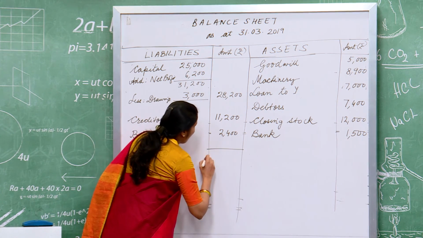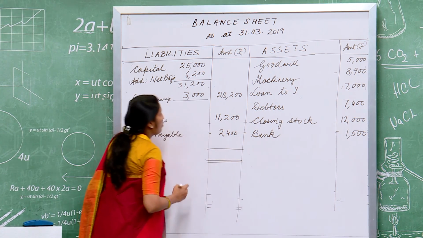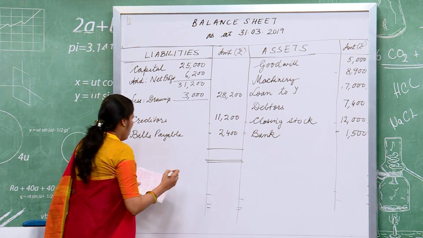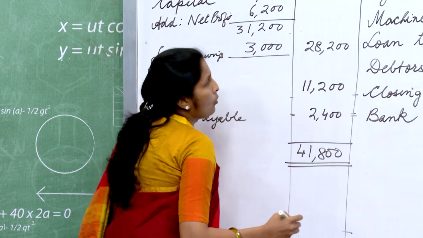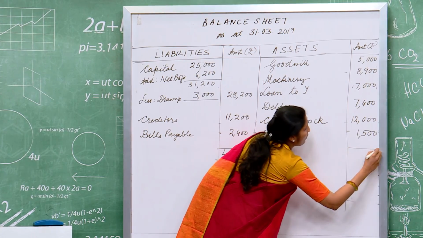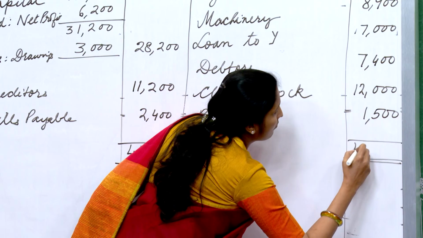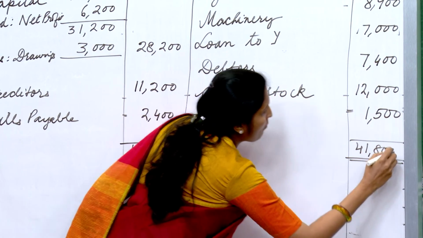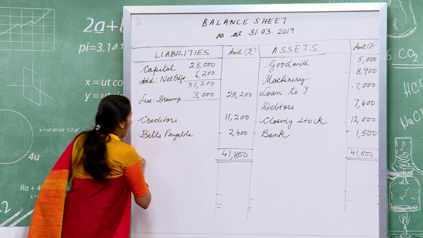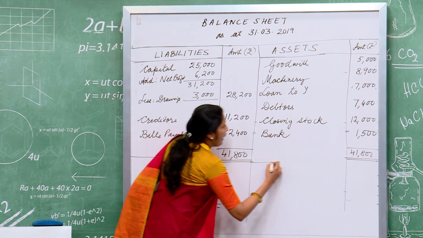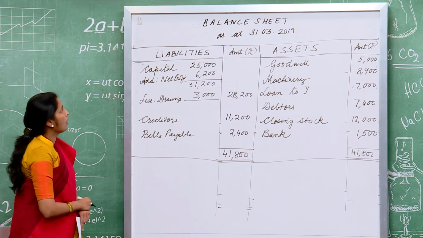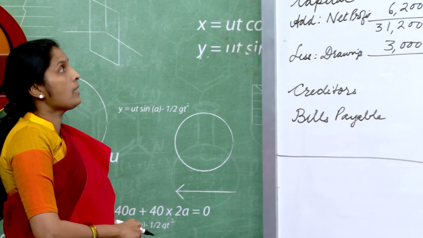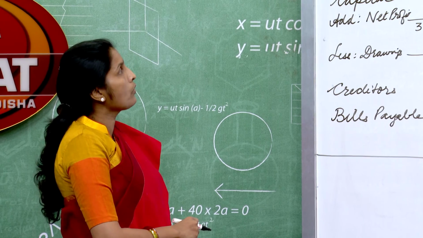So the total of the liability side is 41,800 and the total on the asset side as well is 41,800. So as you can see, this is the balance sheet and we have completed our balance sheet. Just have a look at this balance sheet as at 31st March 2019.